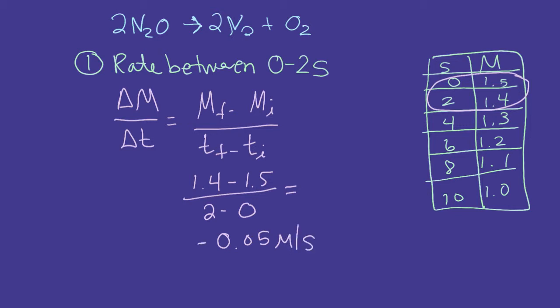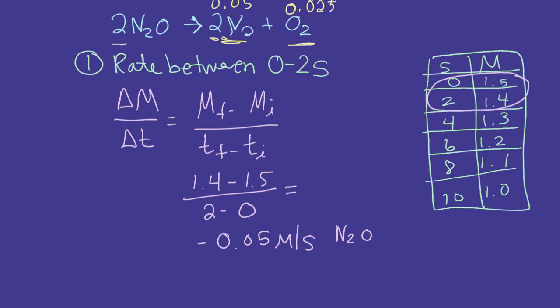And this will give you a negative value because it's disappearance, right? All right, so this would be the value for the disappearance of N2O. The problem didn't ask for it, but you could find the appearance of either the N2 or the O2. In this case, it's not asking for this, but this would be 0.05, right? Because it's a 2 to 2 molar ratio. And in this case, since it's 2 to 1, it would be 0.025. And these would be positive because they're forming, 0.05 molar per second.